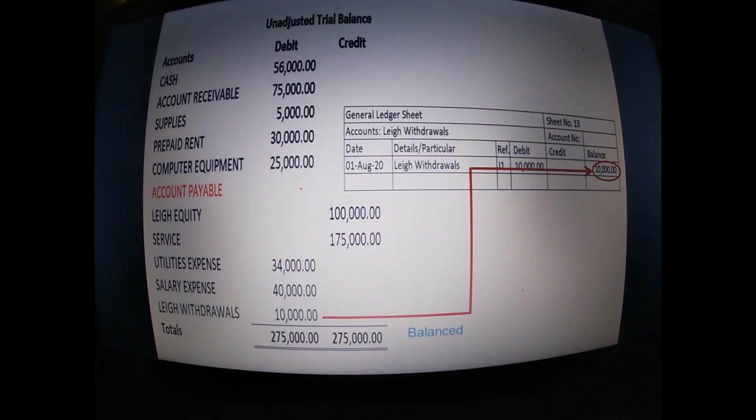Next. However, if you would see, let's go back. Sorry. You see, it's a balance figure. 275 per debit and 275 per credit. However, sometimes there are still errors despite it being balanced. The debit and credit had a balance figure. And the errors are normally these ones.